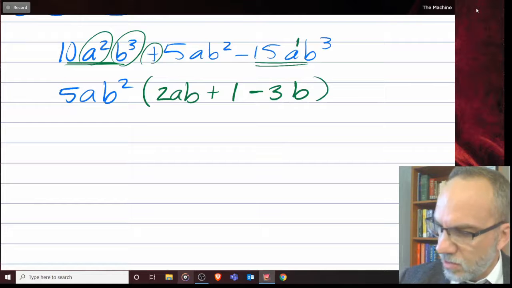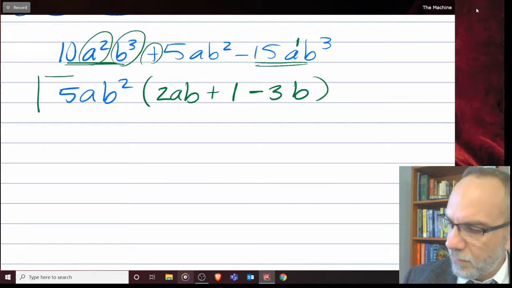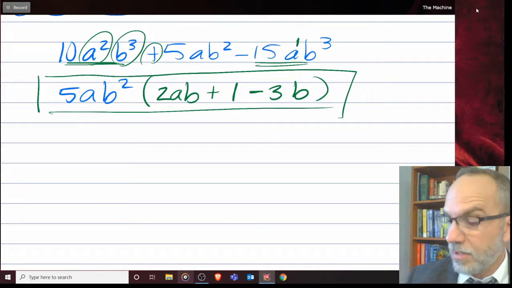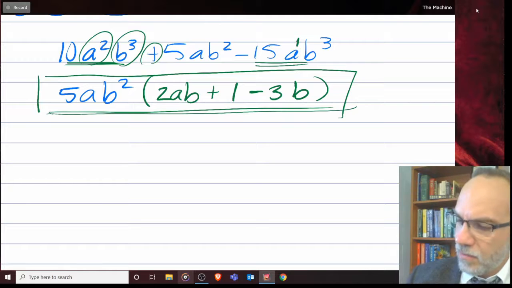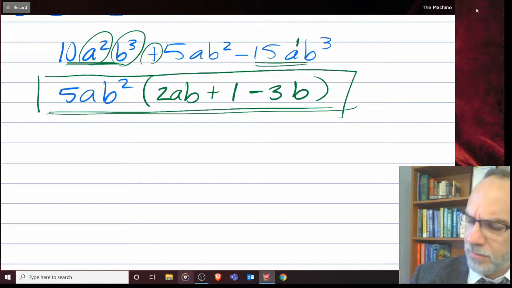So there we go. There's my final factored part, or at least the greatest common factor. Maybe you could factor that middle one down a little bit farther. I don't see it easily, so probably not. There we go.